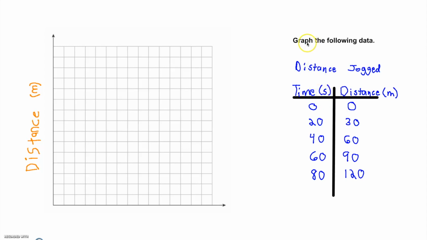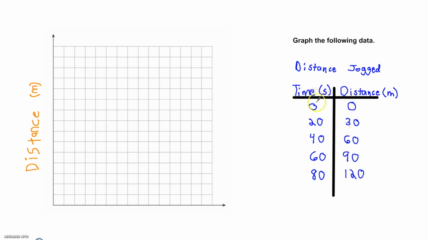You're given the instructions to graph the following data. We're told that this is representing the distance that we've jogged. It's a very, very fascinating situation here. So we're told that we've got times that we've run for 0 seconds, 20 seconds, 40 seconds, 60, and 80. And then here we have gone a distance of 0, 30, 60, 90, and 120 meters.